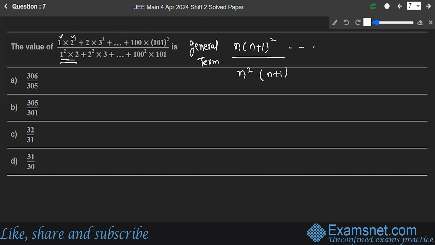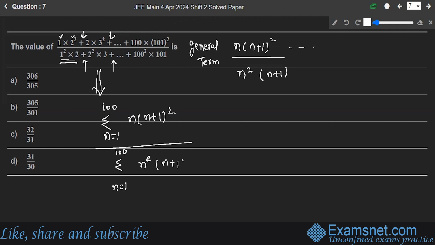And the numerator is given by this. So now you're adding all of them. Look at you, you're adding. So that means this can be written as summation from n equal to 1 till 100 of n(n+1)^2 divided by summation from n equal to 1 till 100 of n^2(n+1). So now you know the formulas.